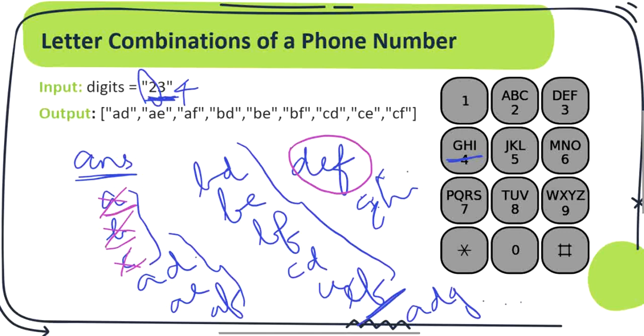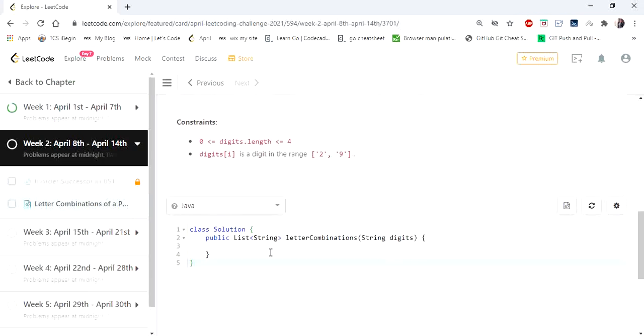Now before going to a better approach, we are going to see the code for this. As I said, I'm going to have an array list or linked list. Doing my basic checks, if the given input is empty, then we return an empty list as our output. I'm going to have a string array which holds the mapping of digits to their respective characters.